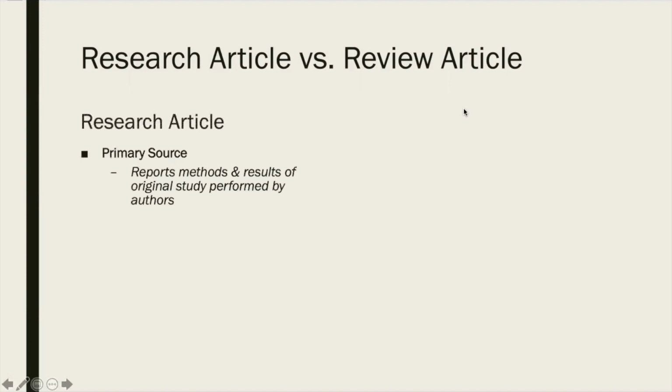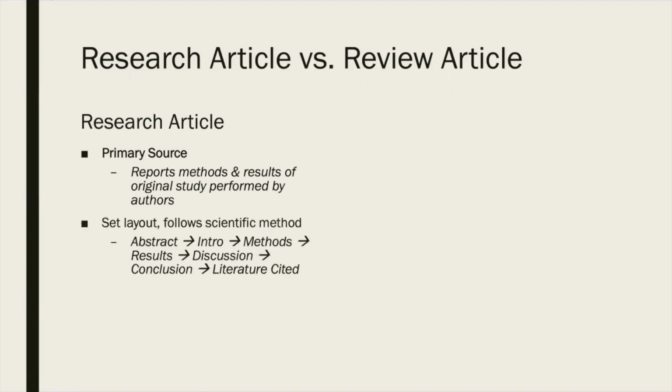Alrighty, so now I'm going to talk about the difference between a research article and a review article. Some of you might already be familiar with this, but we'll just go over it. So a research article is a primary source. It reports the methods and the results of the study performed by the authors, and it is an original study, has not been performed before.